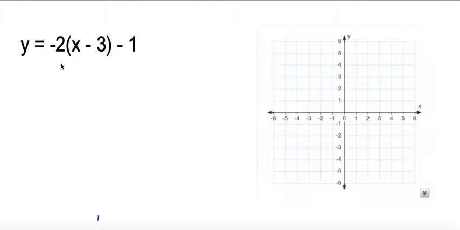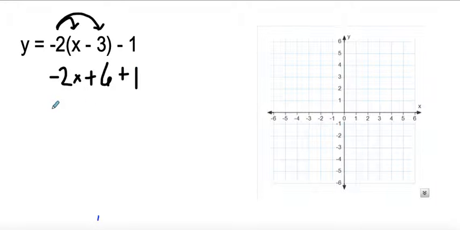So second example, again, we're going to distribute first. So I have negative 2x, and I have negative 2 times negative 3, which is positive 6, plus 1. Again, second step is just to combine those like terms. So I'm going to combine 6 and 1. I have a positive 6 and a positive 1, giving me positive 7.